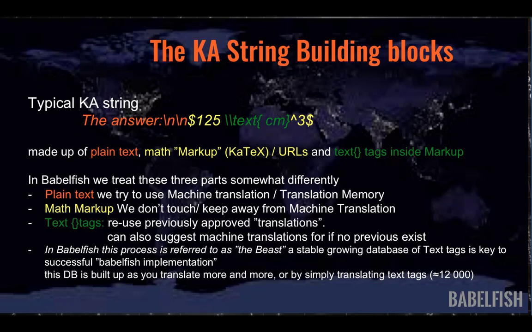The other part is the text tags that exist. These are a really important part of most of the Babelfish work. So having a stable, growing database of text tags is really key to having a successful Babelfish implementation. This database is built up as you translate, or you can translate just text tags if you want to. There is something like 12,000 different text tags inside the Khan Academy corpus.